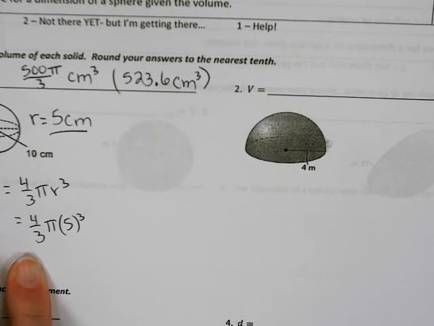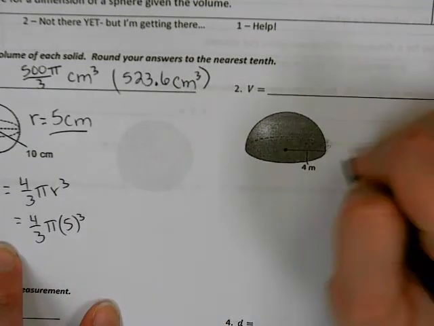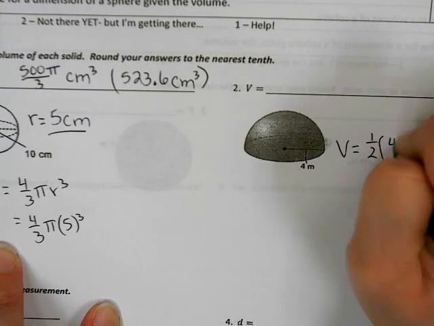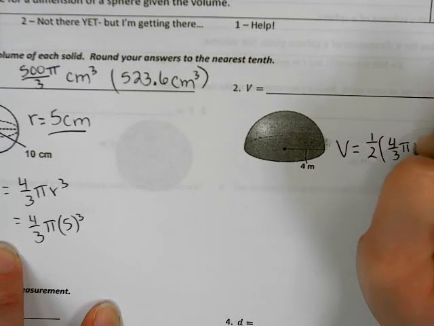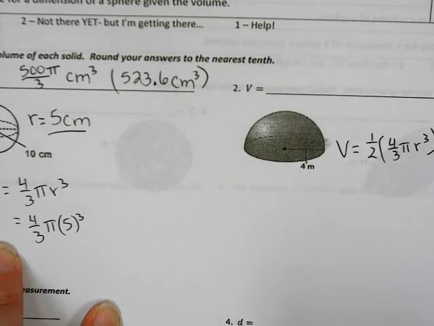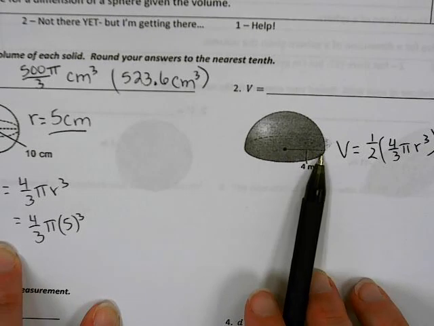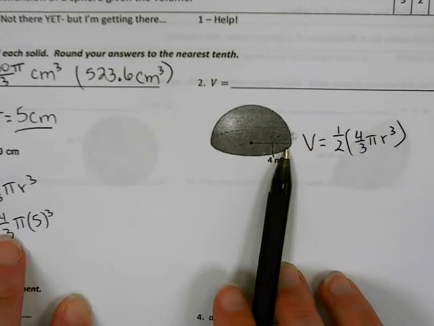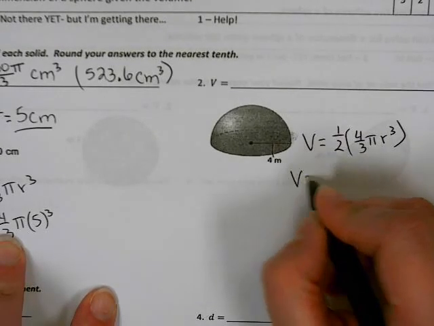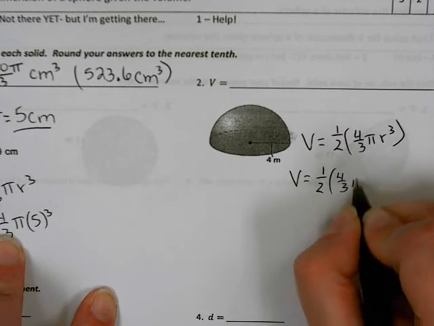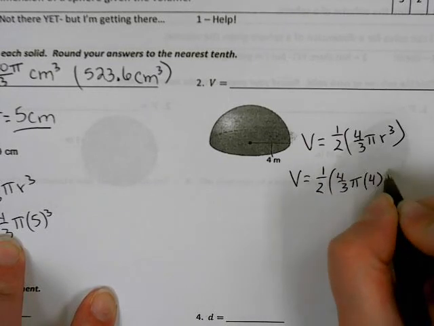Number 2 is a hemisphere, right? It's half a sphere. So we know that the volume is going to be 1/2 the volume of the sphere, so 4/3 pi r cubed. And in this case, we are given the radius, right? It starts at the center and goes to the edge of our sphere. So our radius is 4. So volume equals 1/2 of 4/3 pi times 4 to the 3rd power.